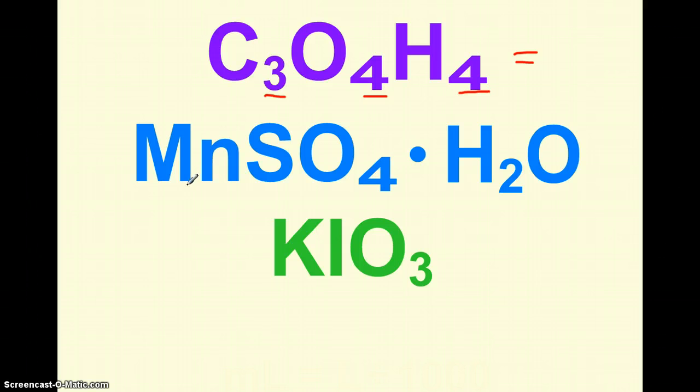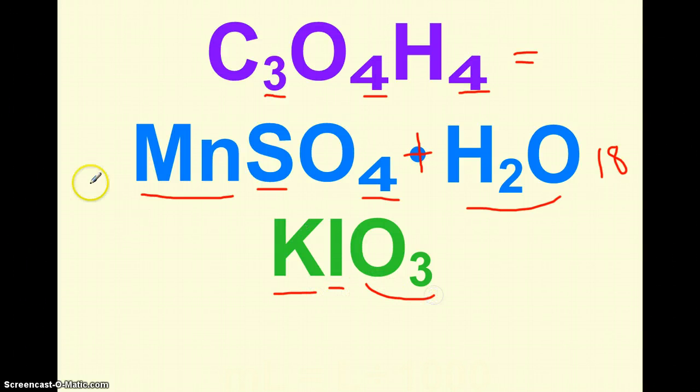For the manganese sulfate, you need a manganese, not magnesium, a sulfur, 4 oxygens, and then you just add in a water, H2O, which always comes out to 18 grams per mole. So that's how you do the molar mass for manganese sulfate. And then for potassium iodate, 1 potassium, 1 iodine, 3 oxygens. So you're going to need all of those molar masses in order to do the calculations.